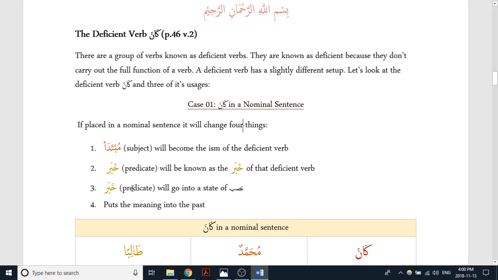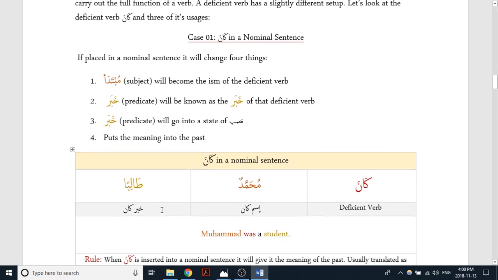Third, the khabar will go into a state of nasb. So rather than being rafa, it will be in a state of nasb, and that's usually represented by it taking a fatha. Fourth, it will put the meaning into the past. So rather than Zayd is sitting, it would be Zayd was sitting. So let's take a look at some examples.